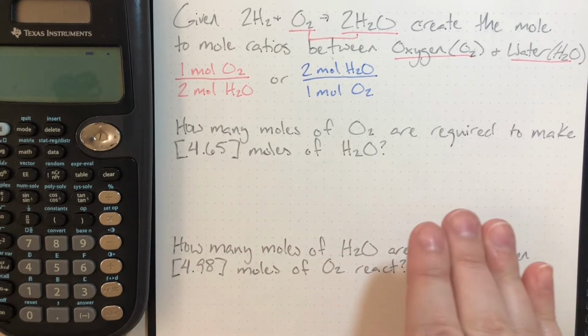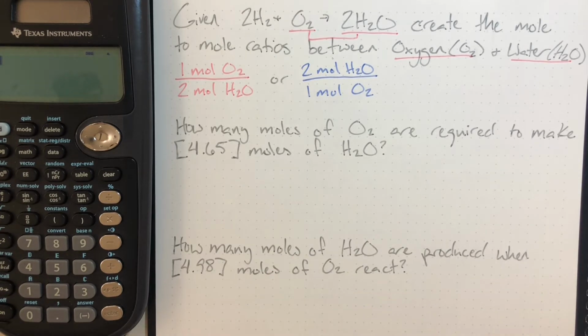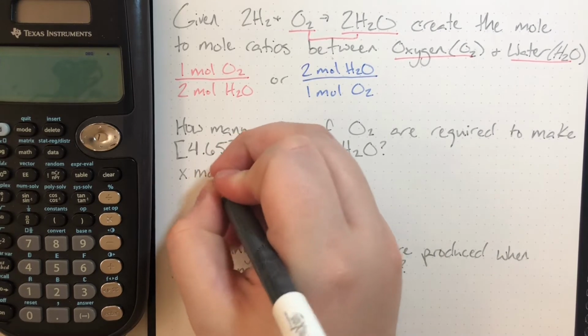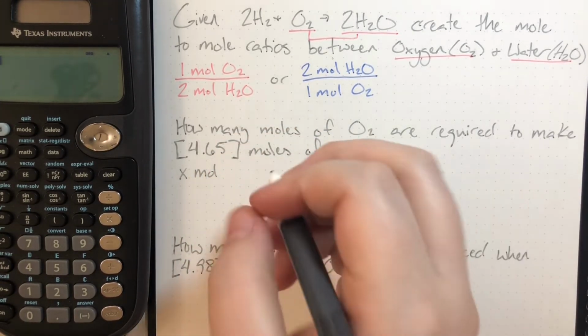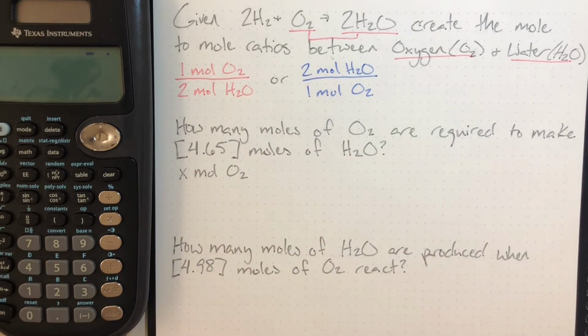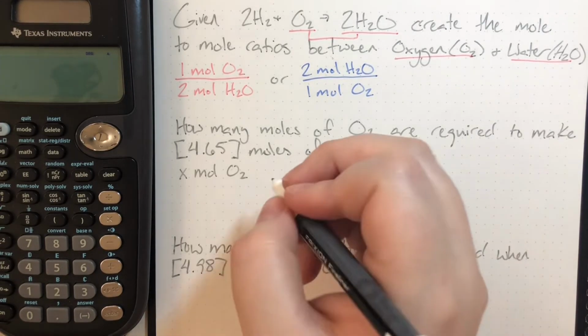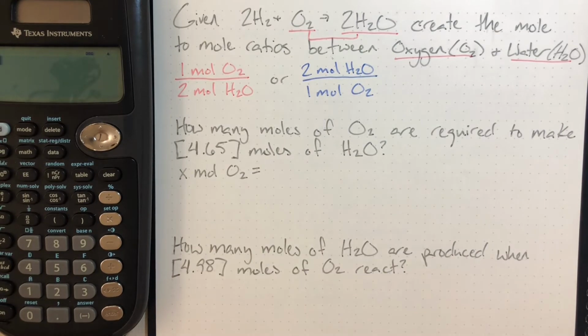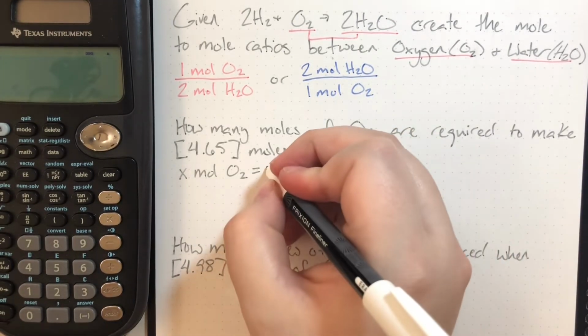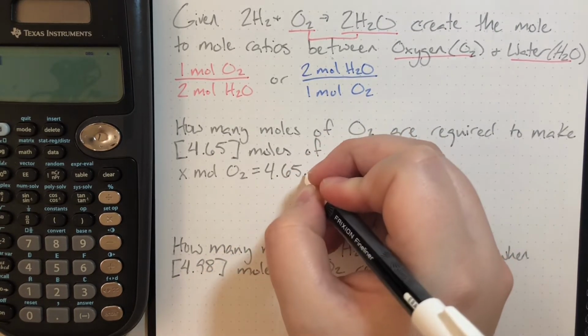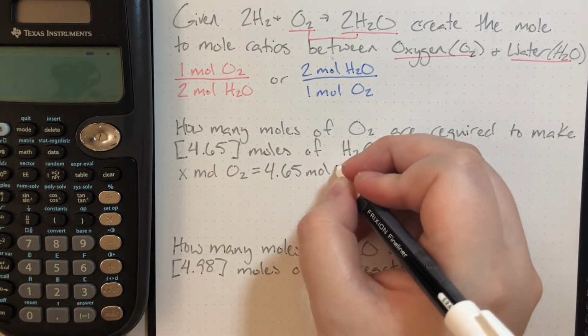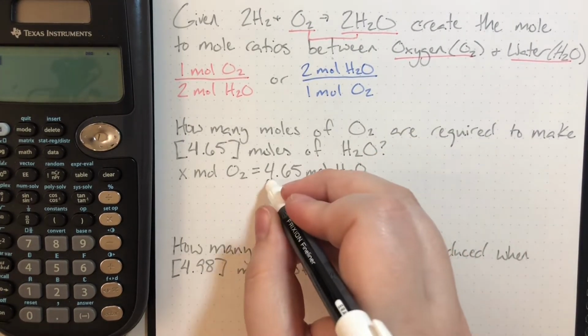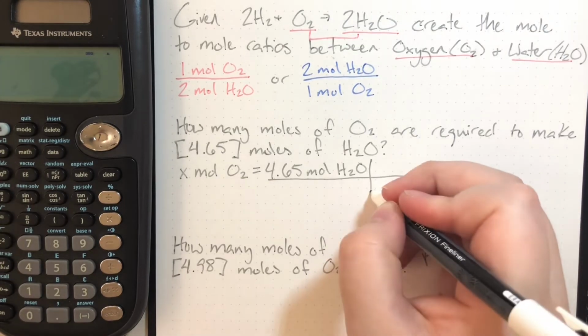I'm going to read the question. It's going to say how many moles. How many is the unit, or is the variable x? That's how we ask questions in math. Moles, unit attached to the question word. O2, compound attached to the unit. So how many moles of O2 becomes x mole O2 are required to make is a equals. Then we have the number given in the problem, which is 4.65 moles water. Then I'll go ahead and set up my dimensional analysis train track.